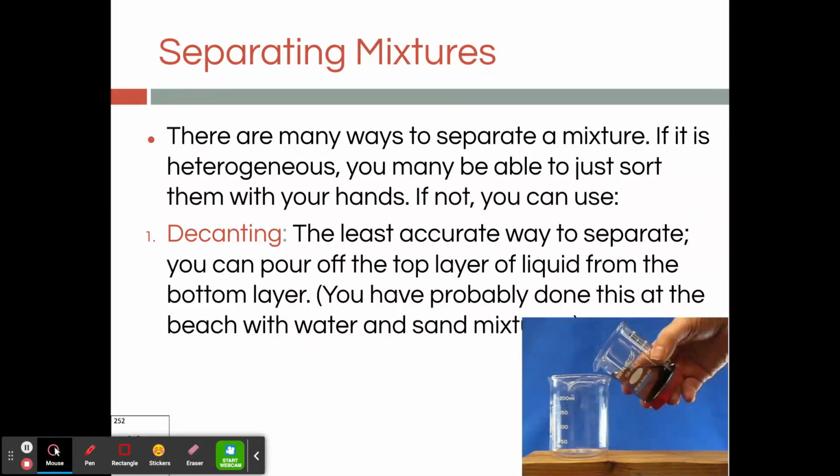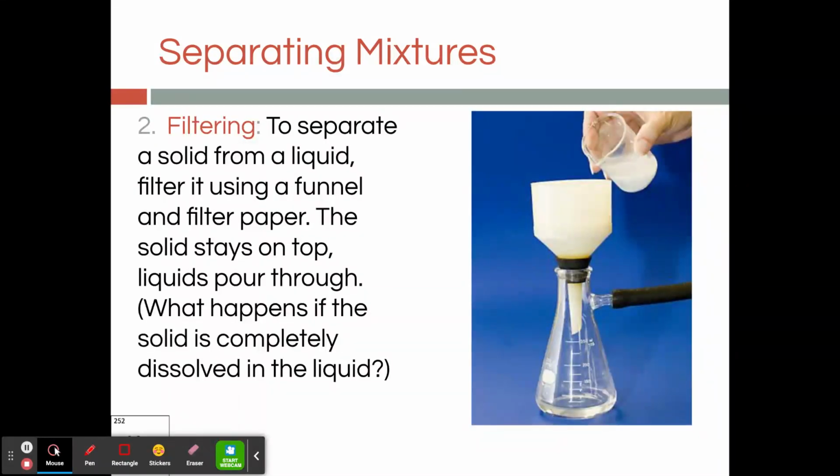So separating mixtures. This is really good for our lab techniques. In lab, when you're going to be asked to decant something, this is going to be a very inaccurate way to separate mixtures. But what you'll be asked to do is to separate layers by simply pouring out the top layer each time. Filtering is kind of like whenever you're making coffee. A filter will catch a solid and separate it from your liquid mixture.